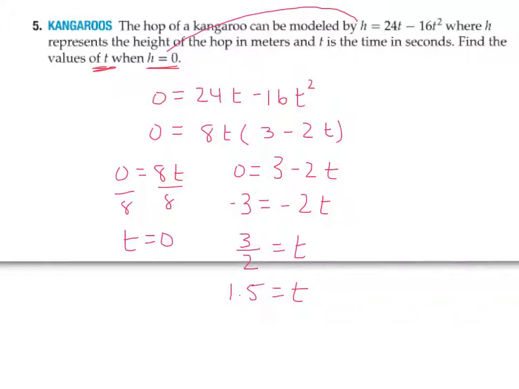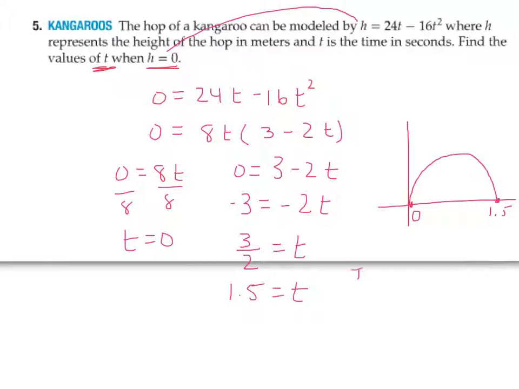So the height of this kangaroo, if I'm looking at a quick little sketch of this, the kangaroo starts, he jumps up and lands, okay? So it makes sense that at 0 seconds he's at 0 height. Then what this is saying is at 1.5 seconds, he then hits the ground again. So he's in the air for 1.5 seconds. Now, since it's a real world problem, we do write a sentence, okay?